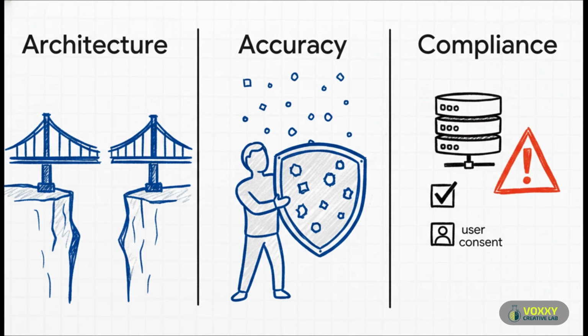So when we confuse these terms, we create these huge blind spots. On the architecture side, you might stop halfway, thinking you're done when you're not. On accuracy, you're walking around with this false confidence, thinking your data is invincible when it's still totally exposed.